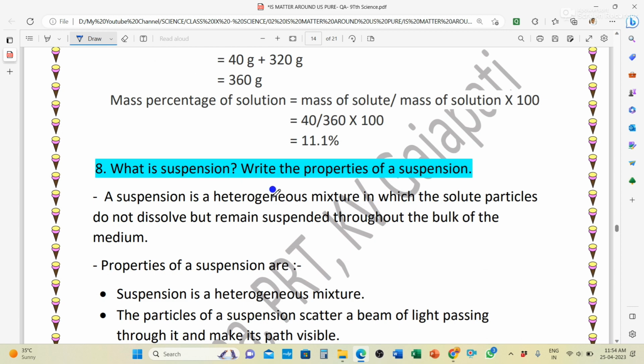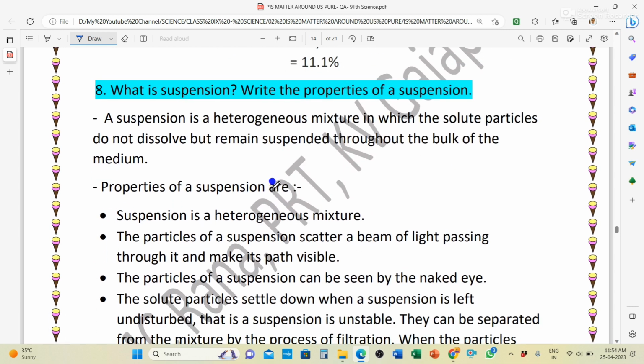Now what is a suspension? Write the properties of a suspension. So first of all, what is a suspension? A suspension is a heterogeneous mixture in which the solute particles do not dissolve but remain suspended throughout the bulk of the medium.